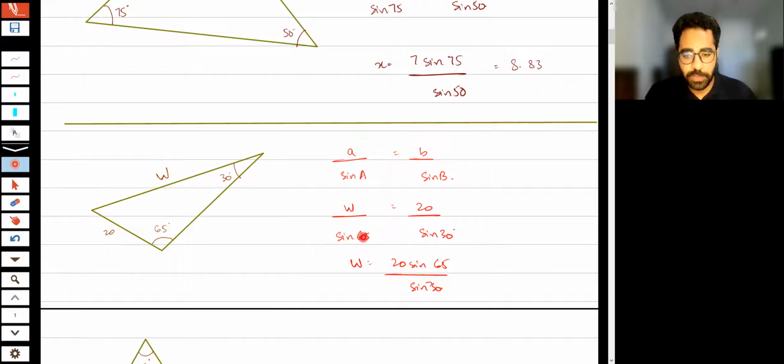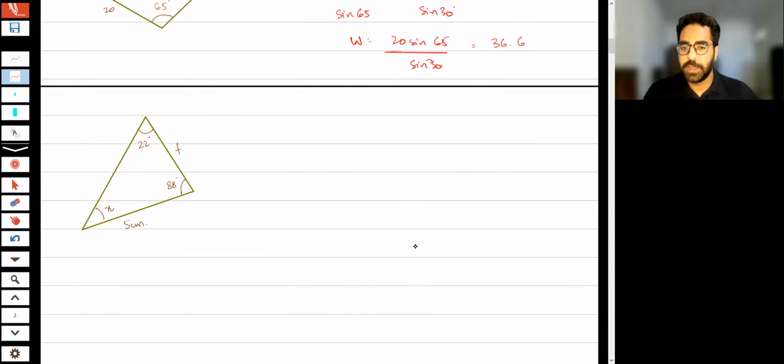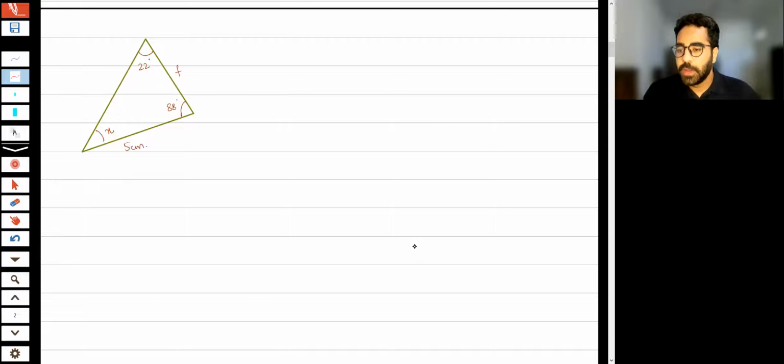Just make sure that you don't multiply 20 with 65, because that would be wrong. You cannot multiply the angle with the value. You have to keep the angle as it is. So what will I have? 20 sine 65 over sine 30, and that comes out as 36.3 if I round this off. Okay, let's take another case.